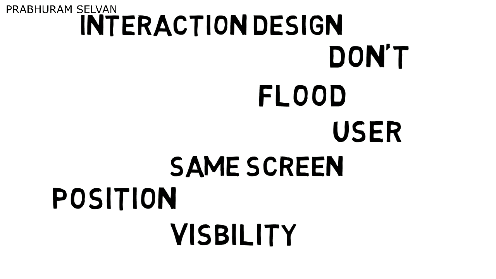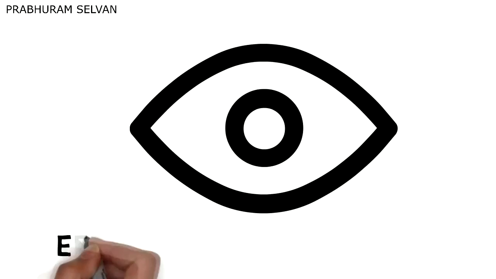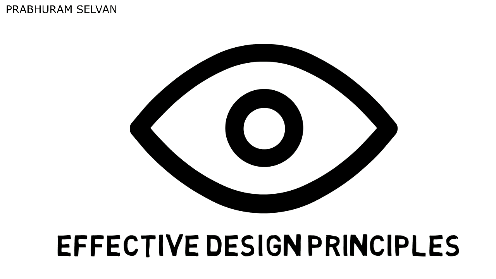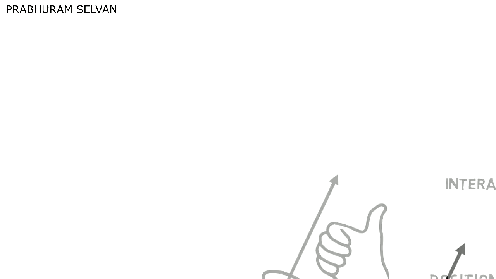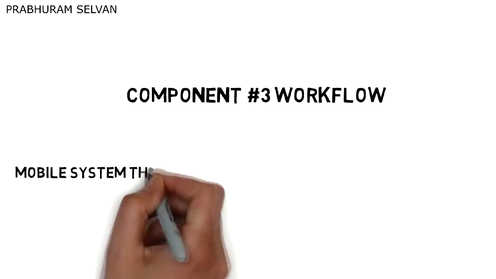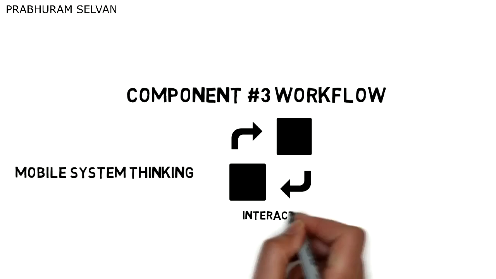Position and visibility of the controller is an important part of effective design principles to ensure users complete all the contextual tasks and then meet the overall goal. Component number 3, the workflow. From a mobile system thinking, after having identified the task, the prioritization order, and the contextual controller, the next step is to make sure these components interact with each other.